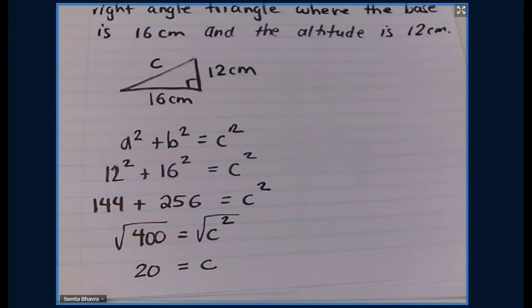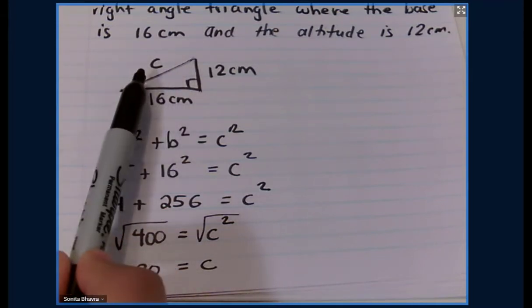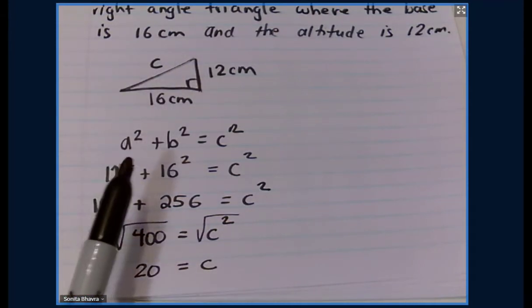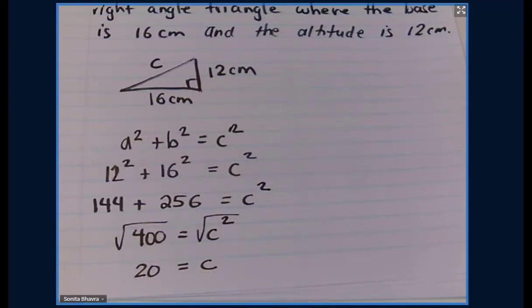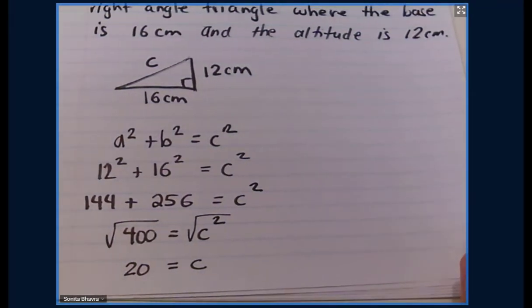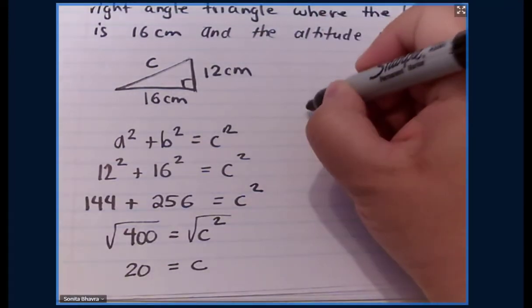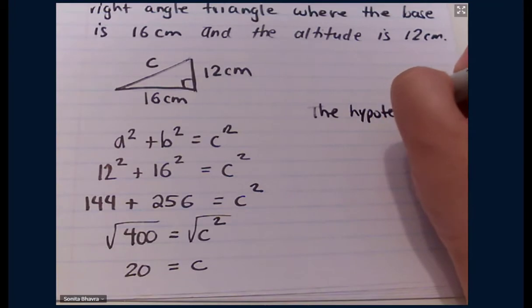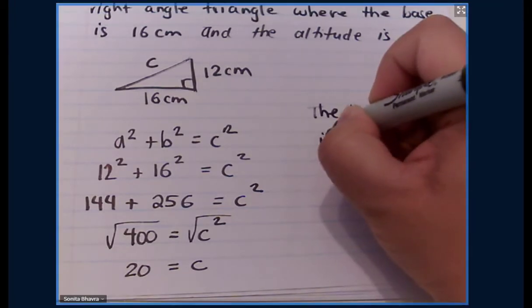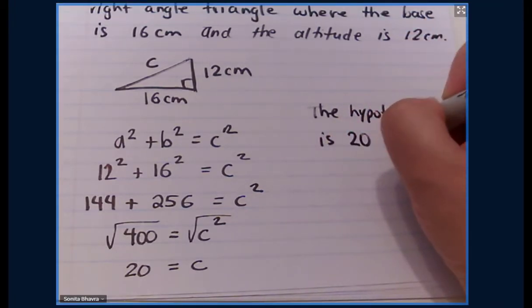Okay, which makes more sense. If you put 400 centimeters for this side, it's way too high because this is 12 and this is 16. So lastly, we would just have to write down our statement that the hypotenuse is 20 centimeters.